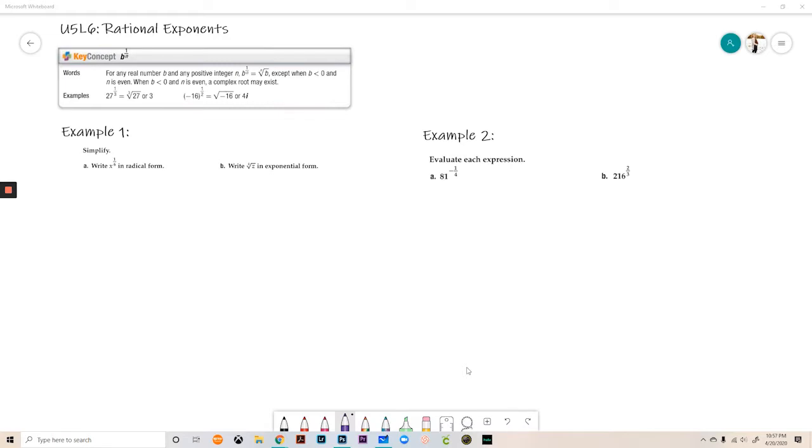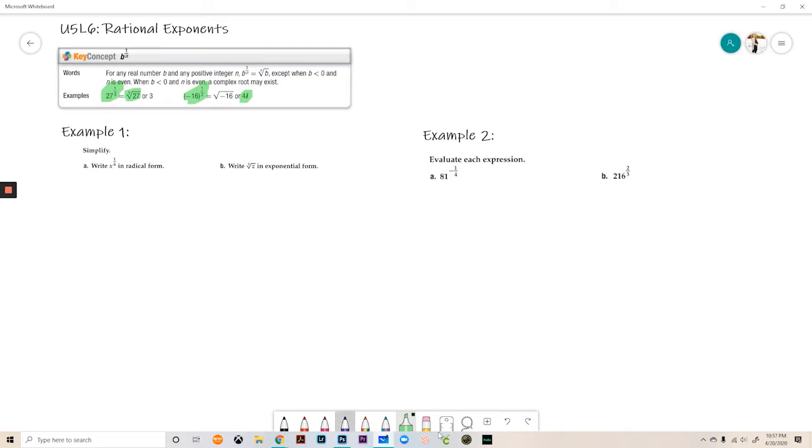For any real number b and any positive integer n, b to the 1 over n is the nth root of b. So look at these examples right here. 27 to the 1/3 is going to really mean the third root of 27. So we can reduce that by finding the third root of 27, which is 3. If we have a negative number to a 1/2 power, that's just like saying square root of -16. So in our case, we could reduce that to 4i.